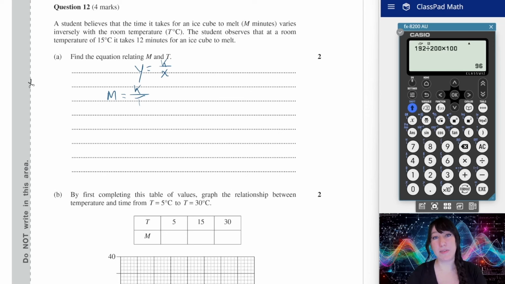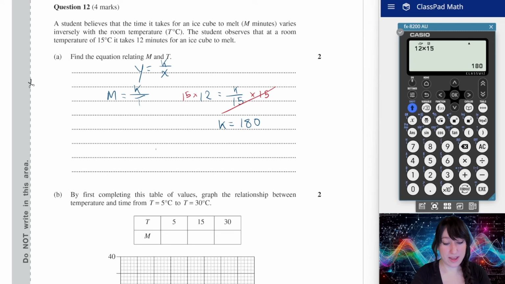Now we can use the given information to find K, the constant of variation. We're given it takes 12 minutes when the temperature is 15, and we can solve for K. Multiply both sides by 15. K is 180. Let's write the completed model. M equals 180 divided by T.